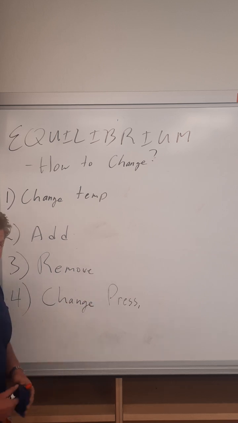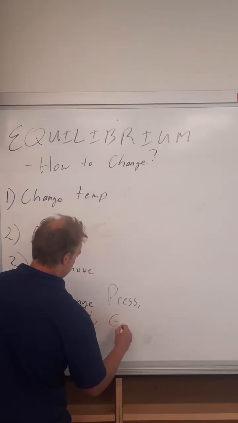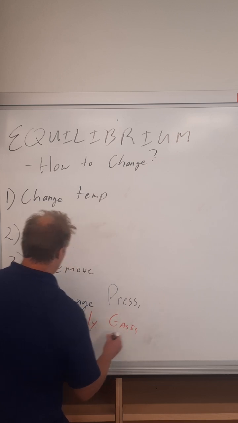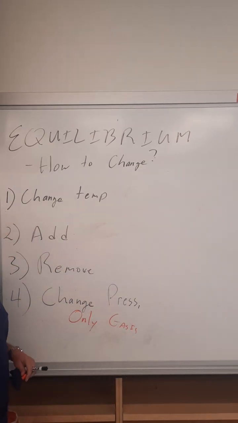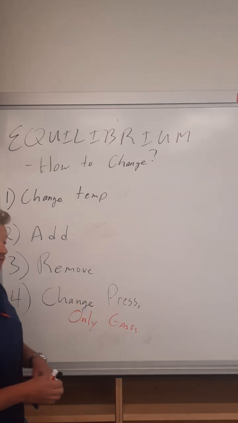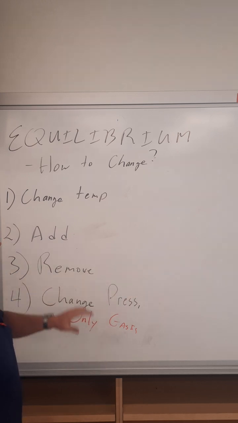The fourth one is to change the pressure or the volume of the gas of the reaction. But the caveat is this only works with gases. So if you have one reactant or product that is a gas, then this is on the table and viable. But if everything is a solid or a liquid, no mas, no dice.